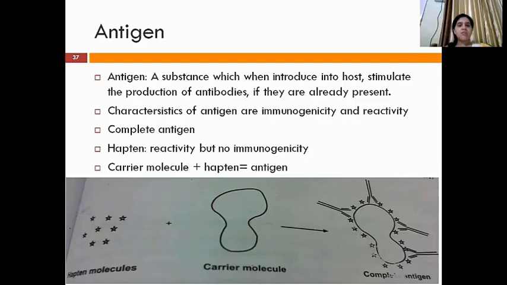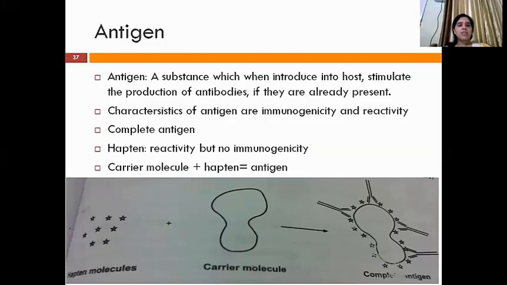Now they are said if present. Why it is said if present? Because if there is unknown virus or unknown bacteria like COVID-19, obviously your body won't be having the memory cells to store the antibodies. So if in memory cells those antibodies are stored and if that particular antigen is introduced into your body, then only antibodies will be produced, otherwise not.